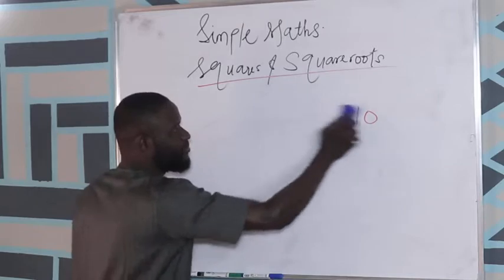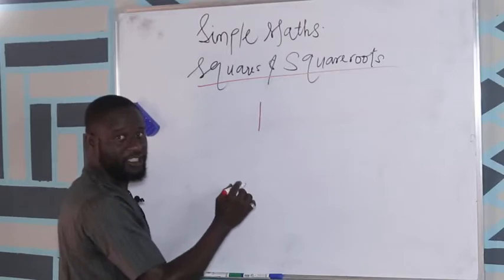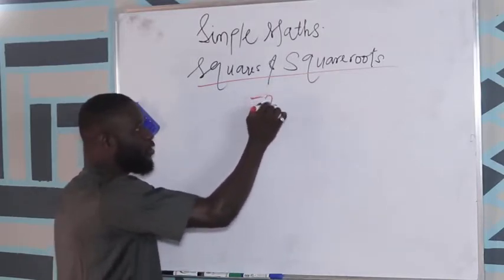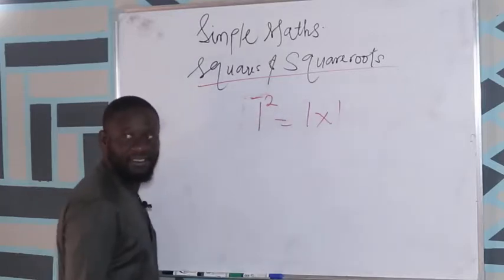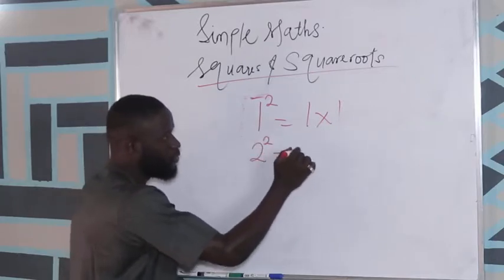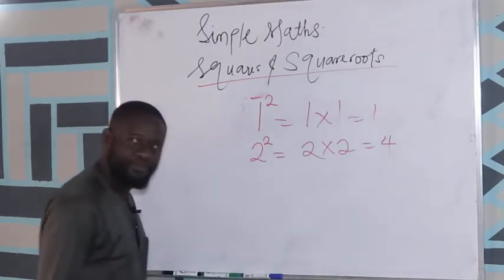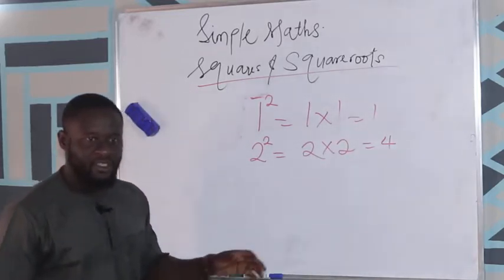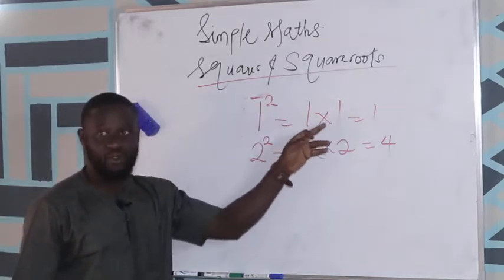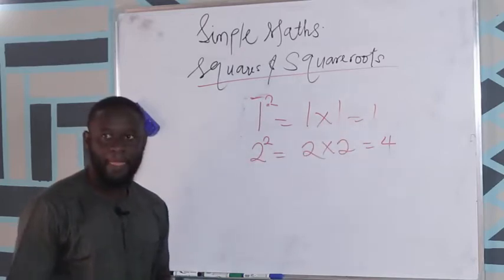After knowing this, most of the time when they ask you in school, what is the square root of 1? Let's start from square. What is the square of 1? We know it is 1 times 1. If they ask you what is the square of 2, we know it's 2 times 2, which is equal to 4. So 1 square is 1 times 1, which is equal to 1. 2 square is 2 times 2, which is equal to 4.